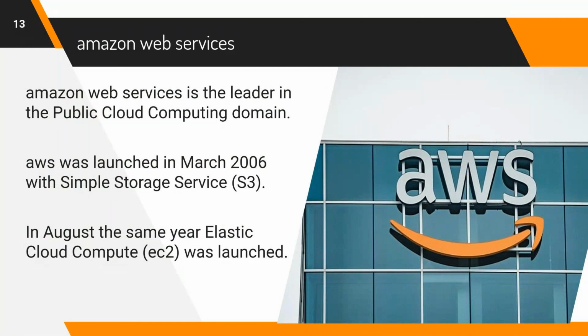AWS was launched in March 2006 with a service called Simple Storage Service. That was the first service to be launched. Simple Storage Service is like your Google Drive, where you can upload your documents.